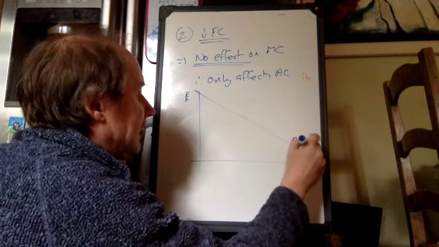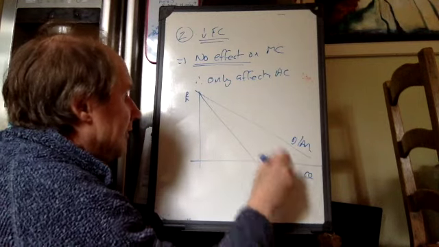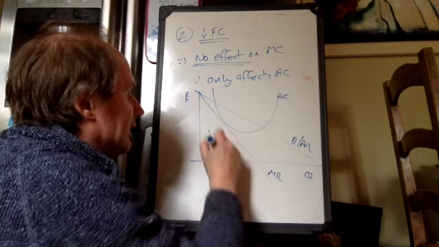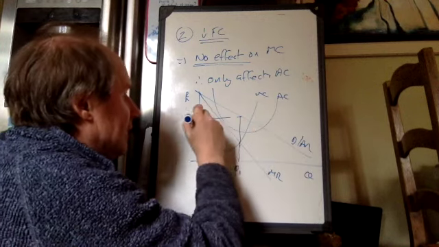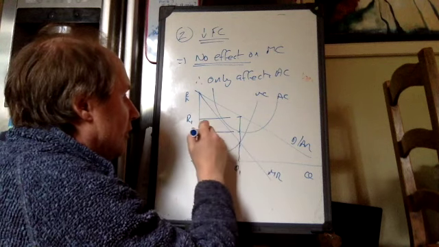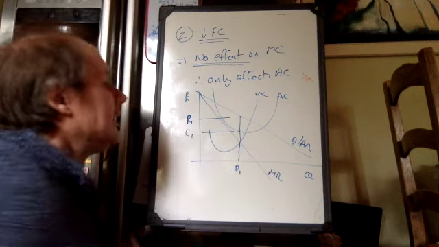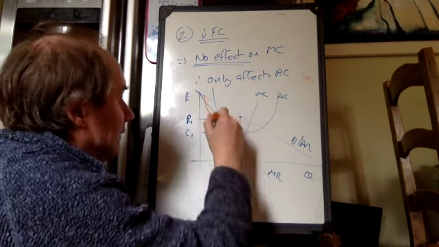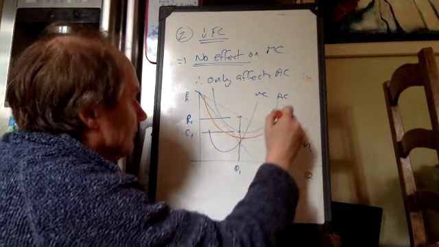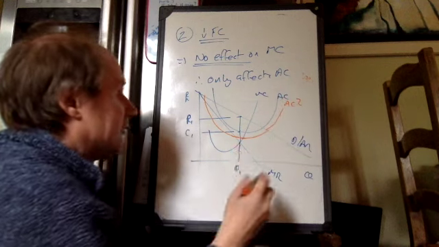There's DAR, there's MR, there's AC initially, there's MC. Again, I'll start with a firm that's making a profit. That's Q1, that's R1 or P1, and that's C1. All we're going to do is say average cost goes down. So AC falls, to say there, as a result of the decrease in fixed costs.